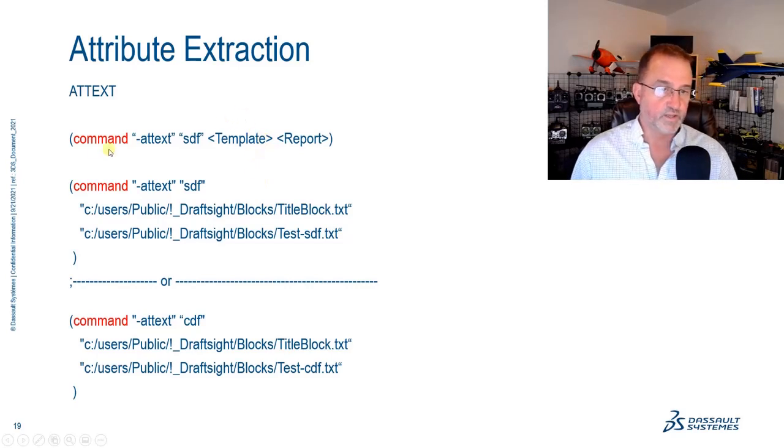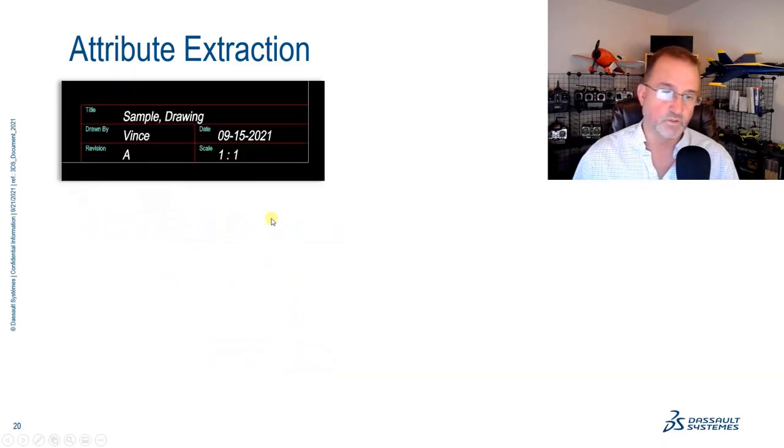So what does this look like? Like I said, here's the sequence. So I might use open parenthesis command -attext, attribute extract, space delimited format. Here's my template, the title block I called it, and then here is my report. I'm going to call it test-sdf, or if I'm going to do a comma delimited format, I'm going to use CDF for the prompt, and then change my output name to CDF. You can use the same template for comma or space delimited. Either one will work.